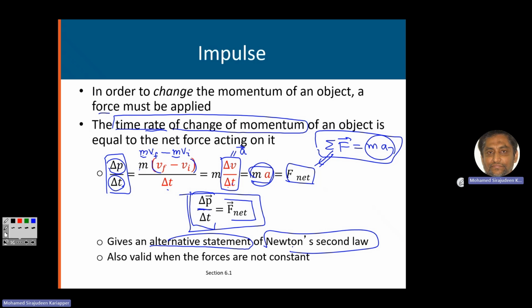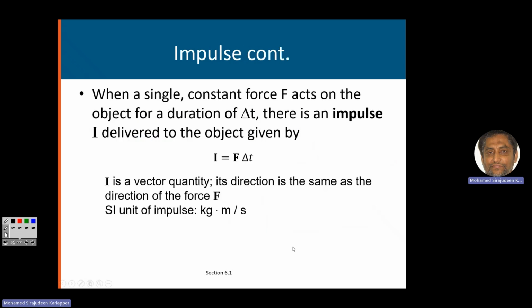So it gives an alternative. This one is Newton's second law, but put in a different way. Not net force equal to mass into acceleration, but net force is equal to change in the momentum divided by the time. So even when the force is not constant, whatever the force at that particular time is equal to how fast the momentum is changing at that particular time. So that will be the force. Right. Now, I will continue with that.